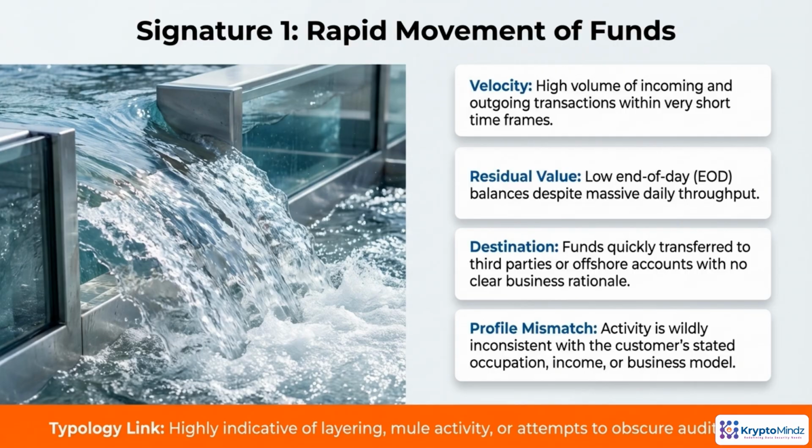Rapid movement of funds is one of the strongest transactional signatures of money laundering. You're looking for money that rushes in and out so quickly it barely touches the sides. Velocity is high, but the end-of-day balance stays low. Funds are pushed to third parties or offshore accounts with weak or no business logic. When that pattern doesn't match the customer's stated profile or income, it strongly points to layering, mule activity, or an attempt to break the audit trail.